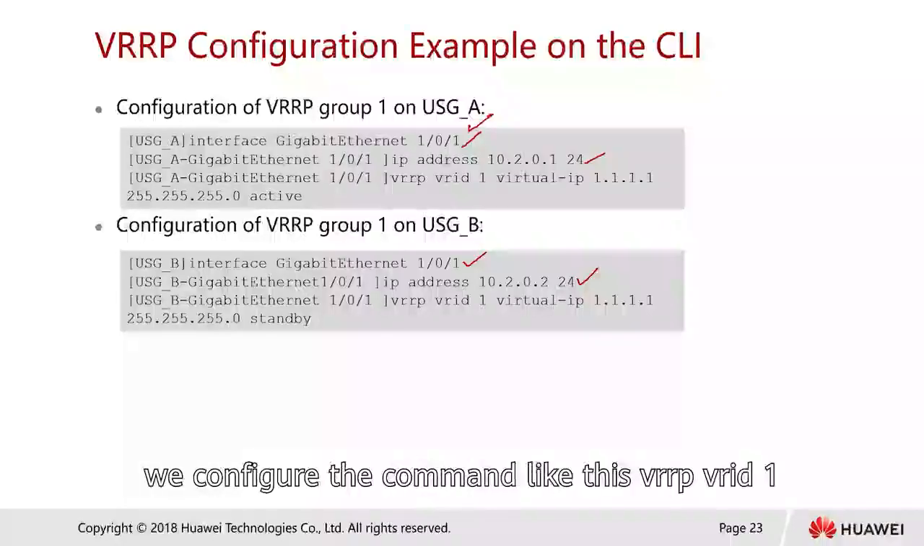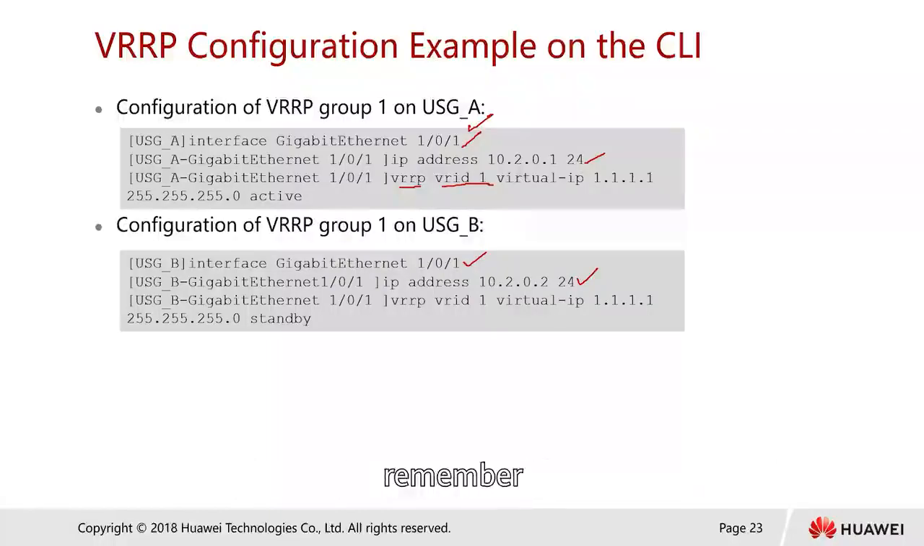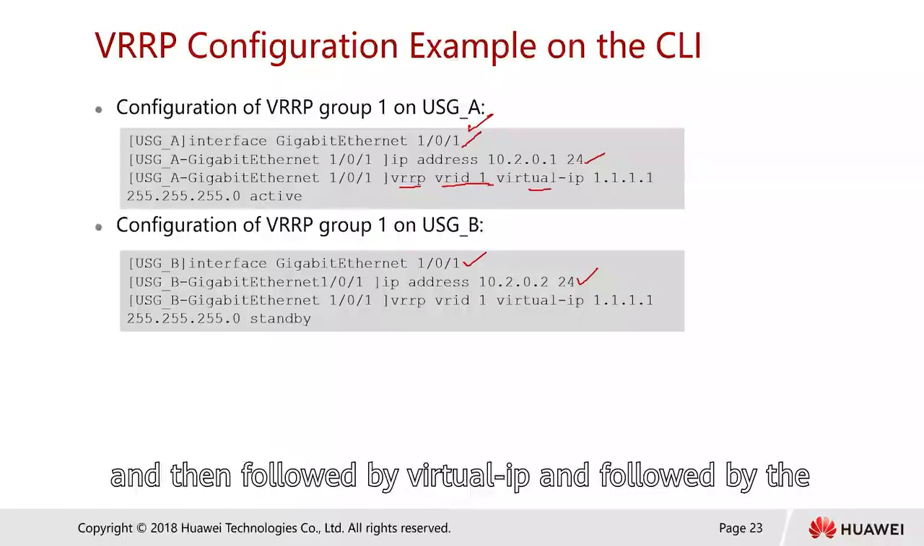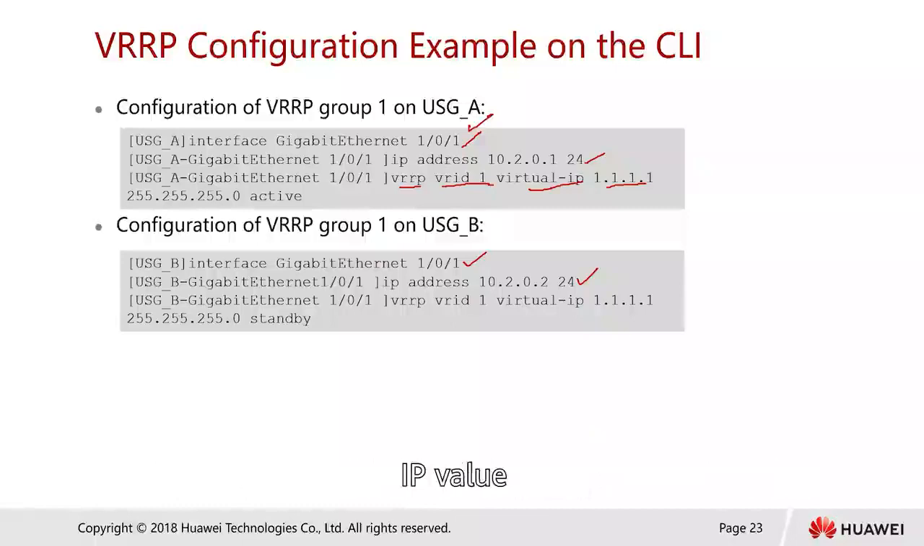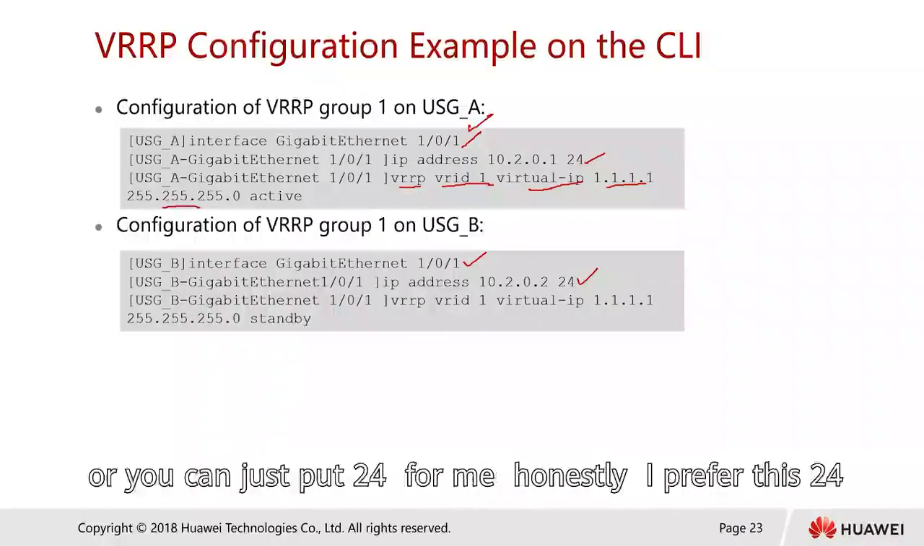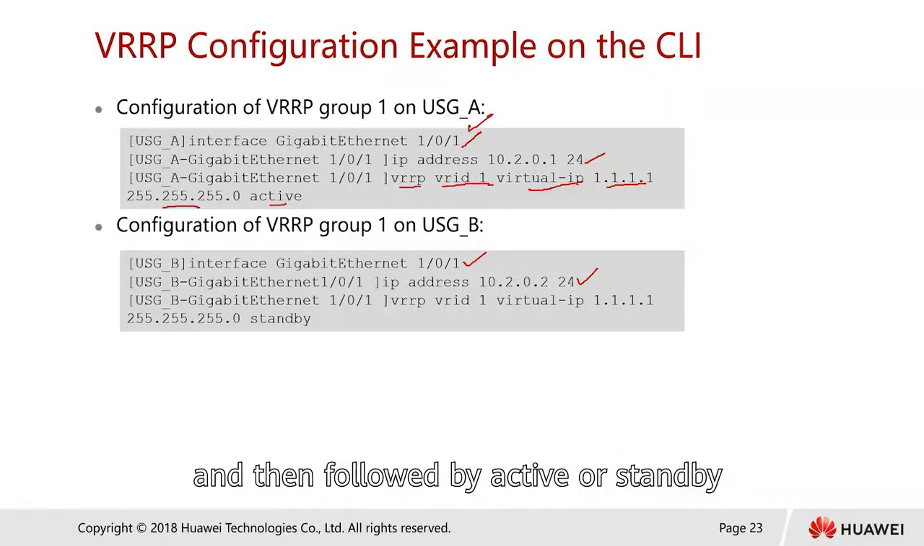And after that, we configure the command like this, VRRP VRID 1. Okay, remember we mentioned this is the group one command. And then followed by virtual IP, followed by the IP value. And here we can specify the IP mask, or you can just put 24. Honestly, I would prefer just 24. And then you follow by active or standby.